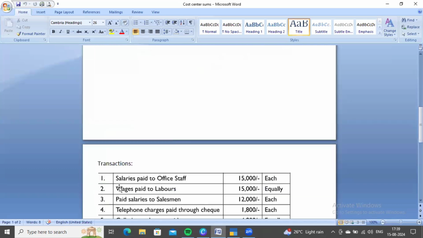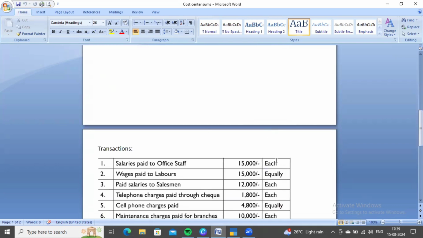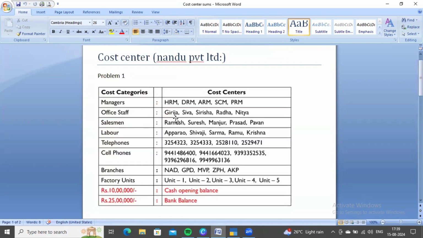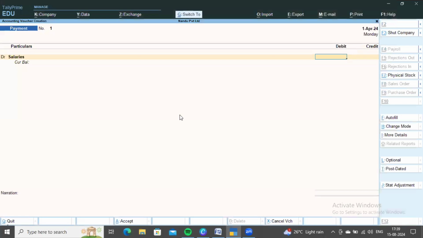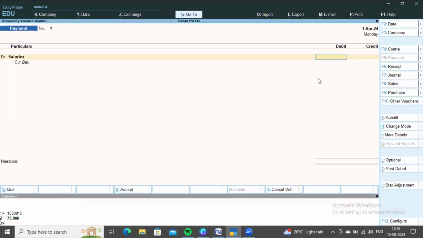Coming to office staff, here you are paying to the office staff category. Under the office staff category, there are 5 cost centers: Girija, Shiva, Shirisha, Radha, and Nitya. So 15,000 each means each cost center is paid 15,000. Press Ctrl plus N to access the calculator and calculate 15,000 into 5, since there are 5 cost centers under office staff. Give 75,000 here. The total amount that you are assigning to the office staff category is 75,000.